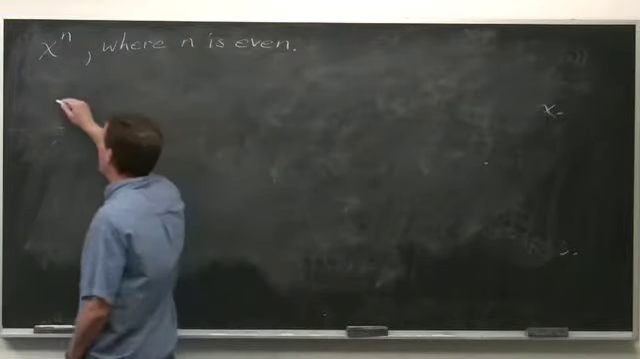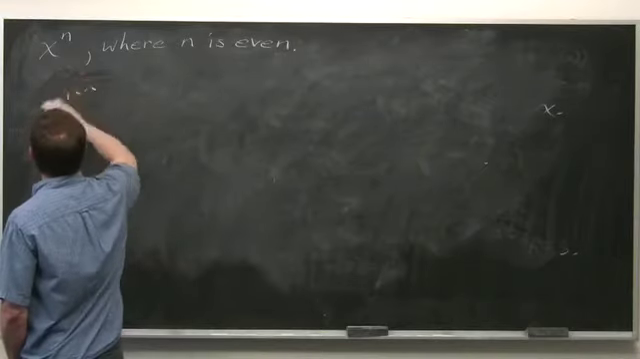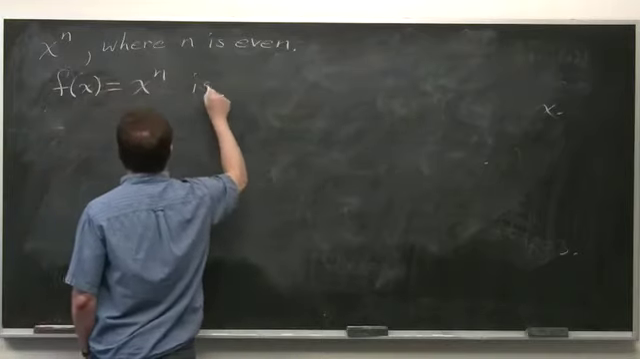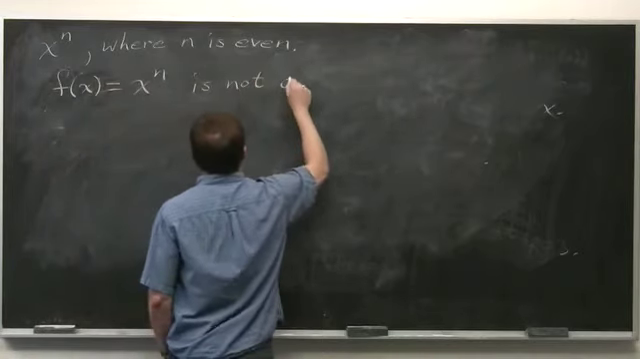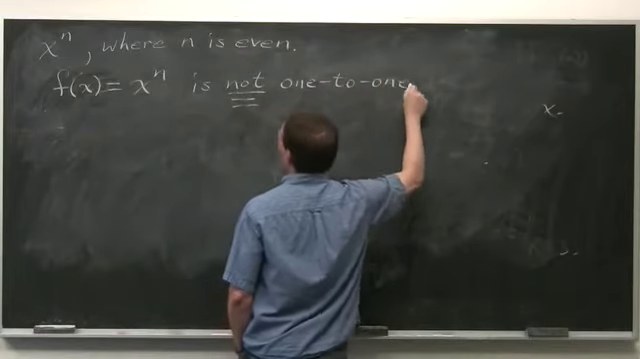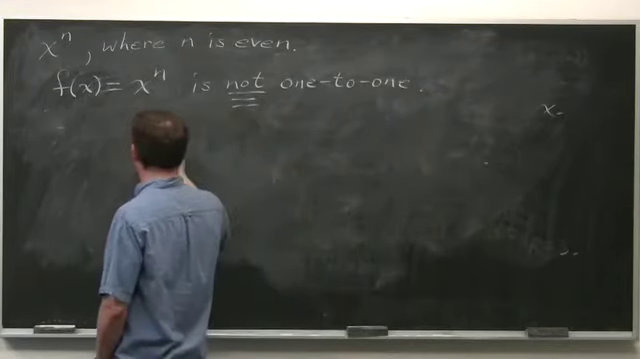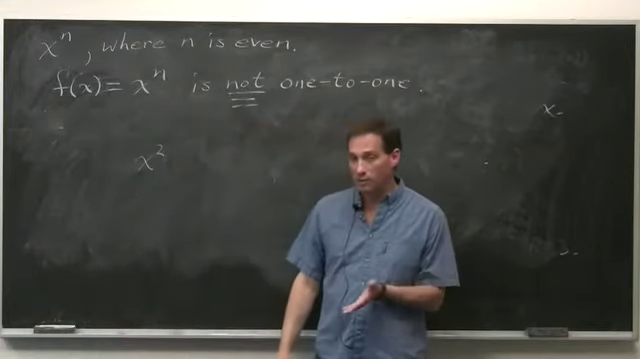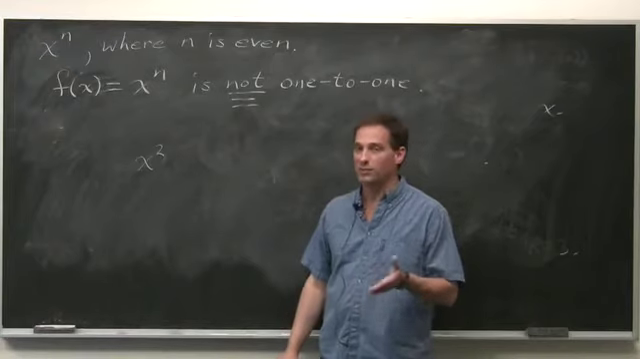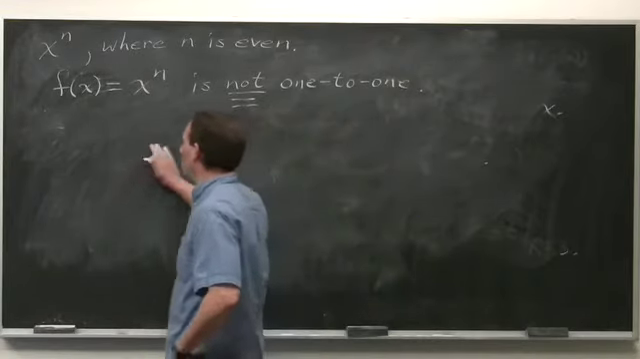This function is not one-to-one. So let me call it f of x for a second. f of x equals x to the n is not one-to-one. So there is no inverse for this function, no inverse function of this, right? If, for instance, you take x squared, why is it not one-to-one? Because positive and negative numbers go to the same place. Minus 2 squared is 4, positive 2 squared is 4. So there are two different x values that give you the same y value. This function is not one-to-one.